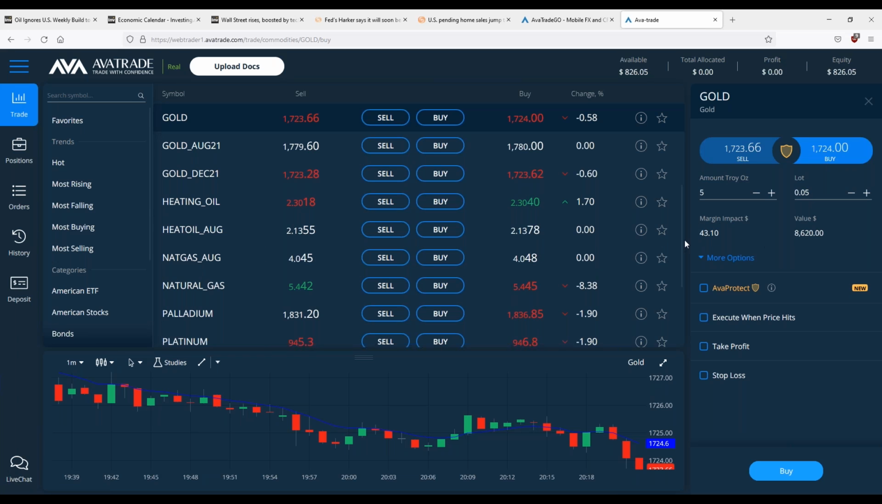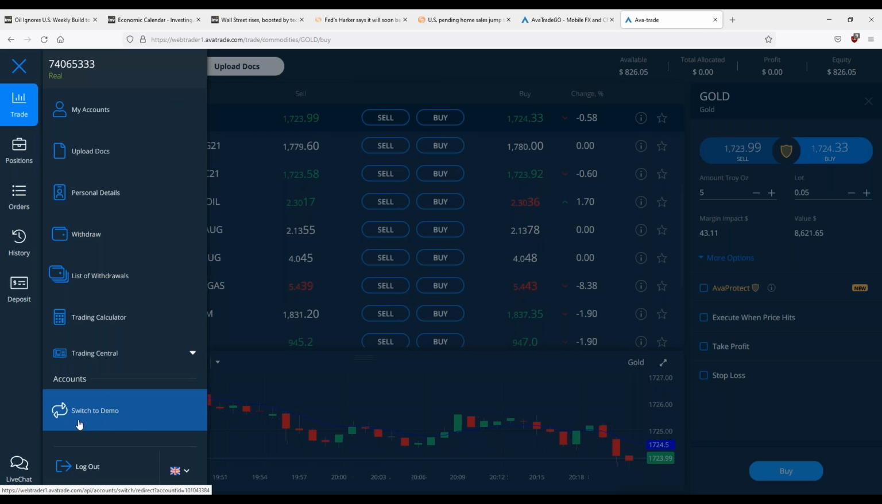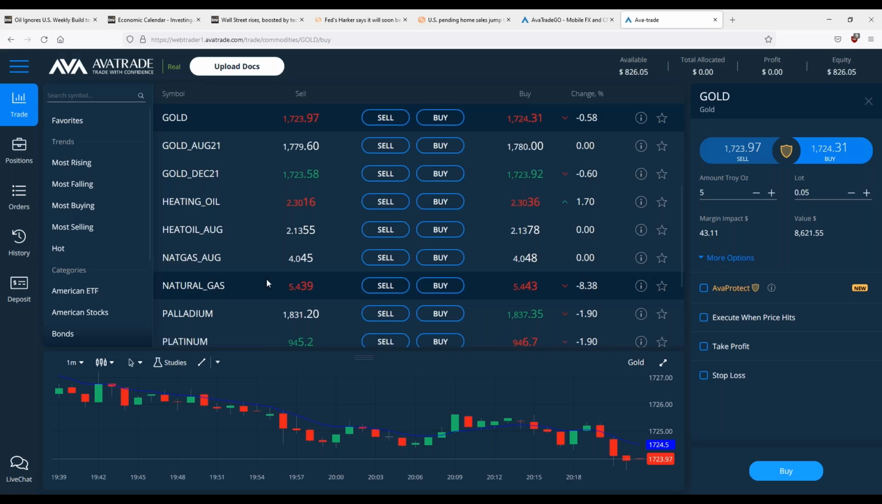And by the way, this isn't a separate account. This trades on your same MT4 and MT5 accounts. You can switch between your MT4 and MT5 accounts, your live accounts, your demo accounts right here. Switch to demo, switch to live, and trades you place here show on the MT4 and MT5.